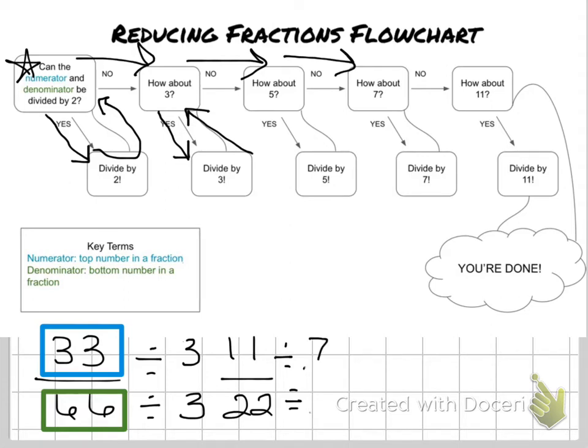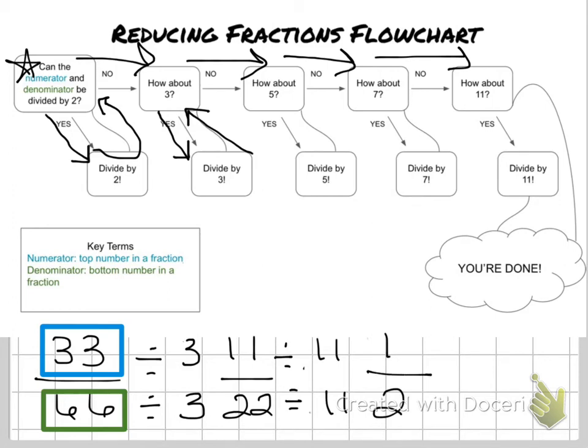And I'm going to try 7 now. So I noticed that when I divide 11 by 7, I do not get an even number. Same thing happens when I divide 22 by 7. I do not get an even number. So that means I am done with 7. So now the last number I'm going to try is 11. I notice that when I divide 11 by 11, I end up with 1. And then when I divide 22 by 11, I end up with 2. So these numbers work because they are both divisible by 11.